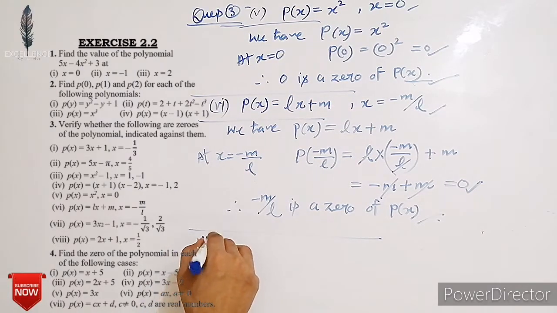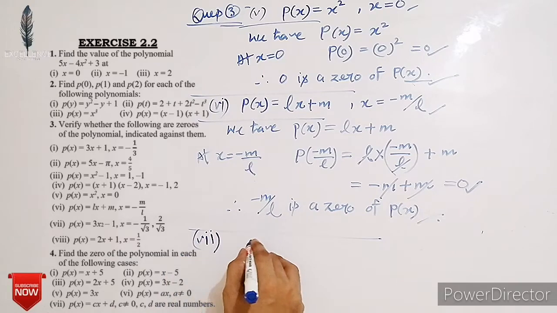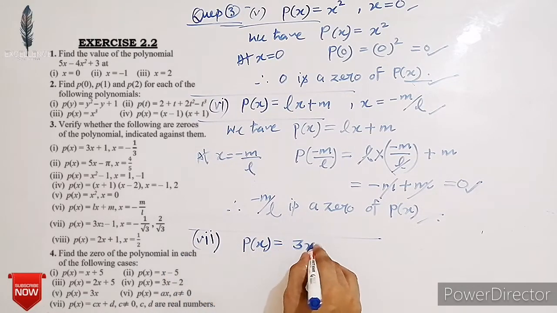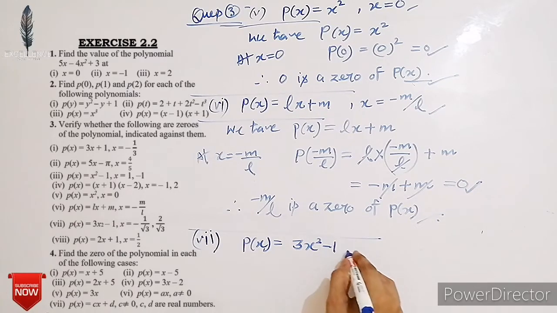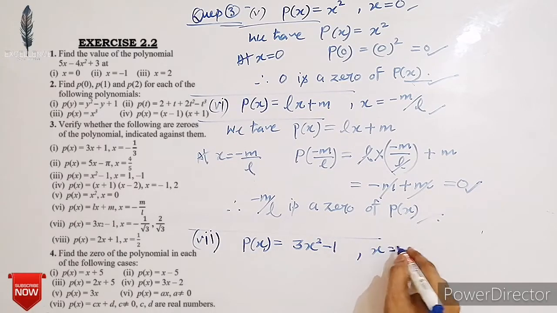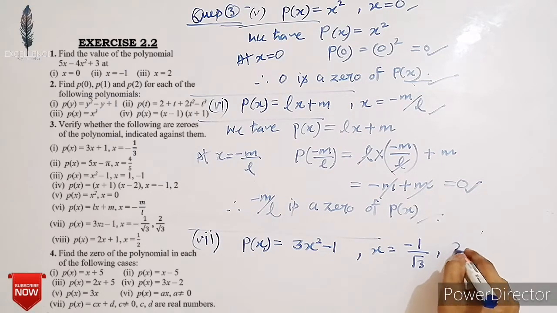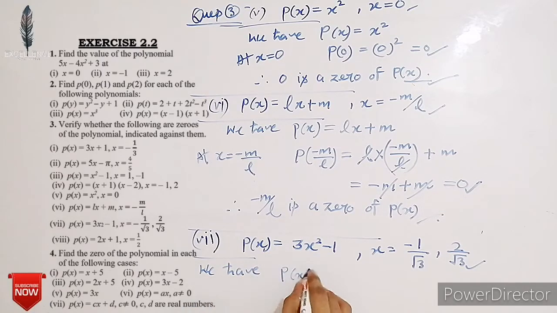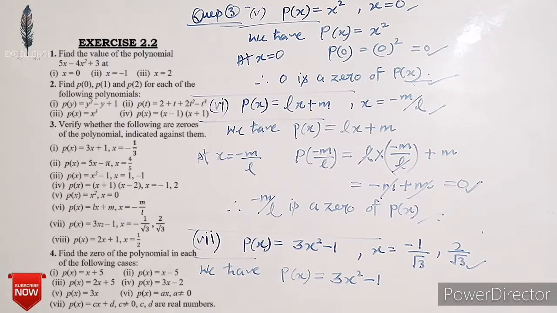Now next is p(x) = 3x square - 1 and x = -1/under root 3 and 2/under root 3. Here we have p(x) = 3x square - 1. Okay.